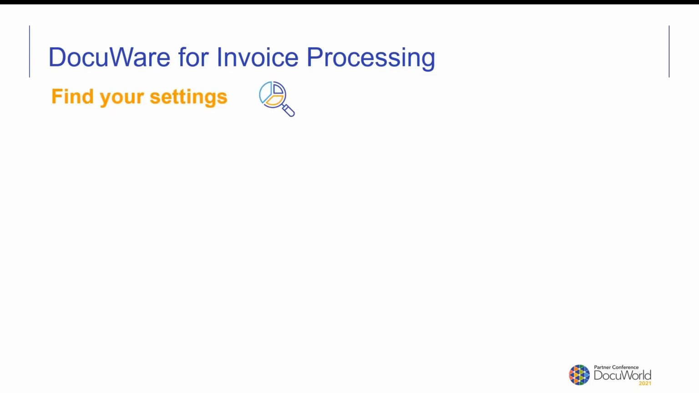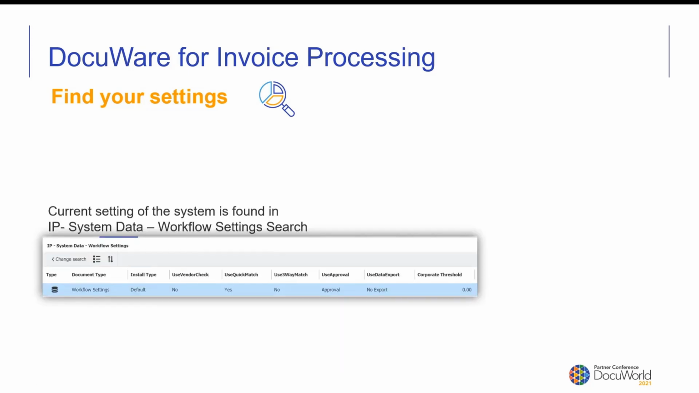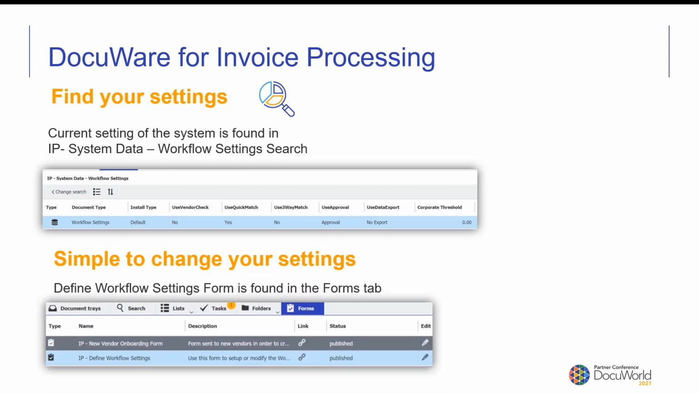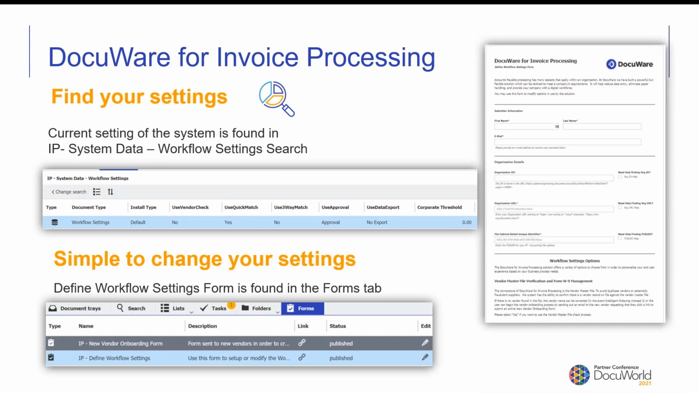It's easy to find the settings for an organization. Current settings are found quickly in the System Data File Cabinet. You can see here the default settings have been installed. It's simple to change the settings. You simply run the Workflow Settings form found in the Forms tab. Just enter the new defined workflow settings and submit the form. They are instantly activated, and you can change the workflow settings at any time and multiple times. I'll review where to find these and the form in our demo.